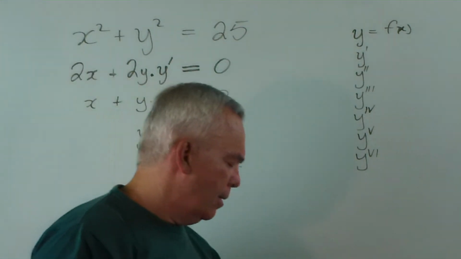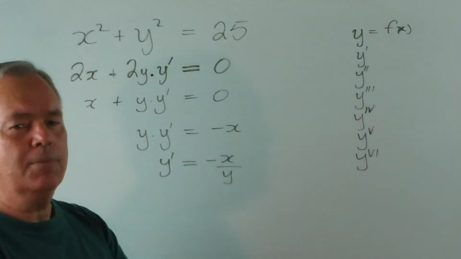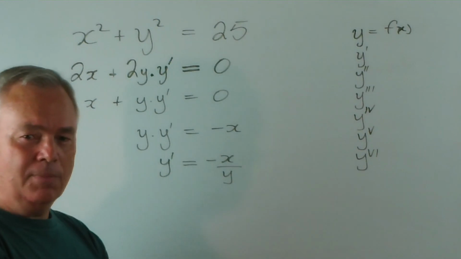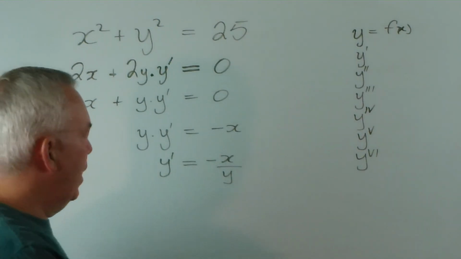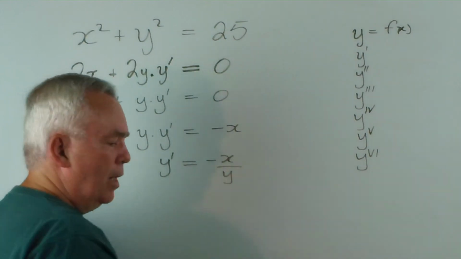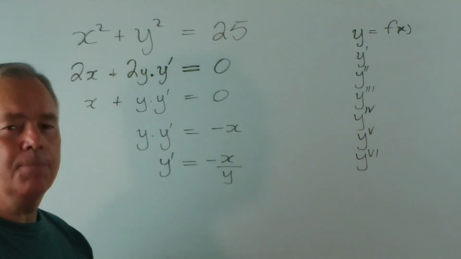Now, let's stop for a moment. When we find an explicit derivative, we only have x's over here, not an x and a y. So this is a little bit different.